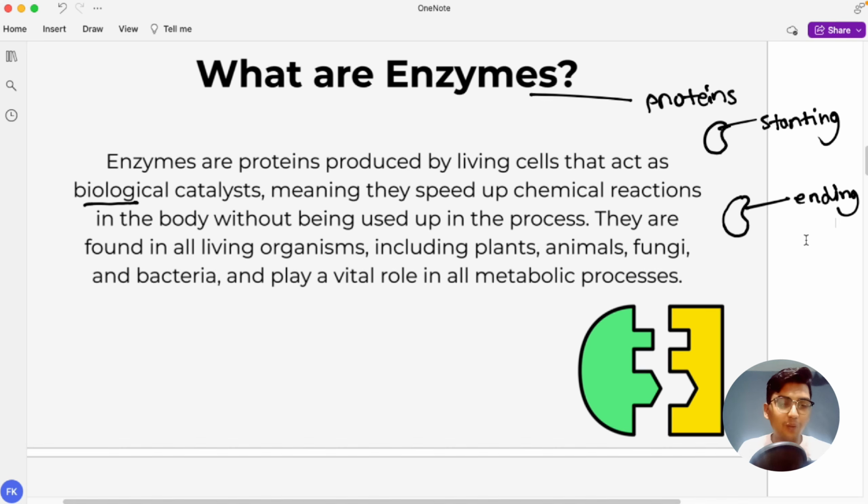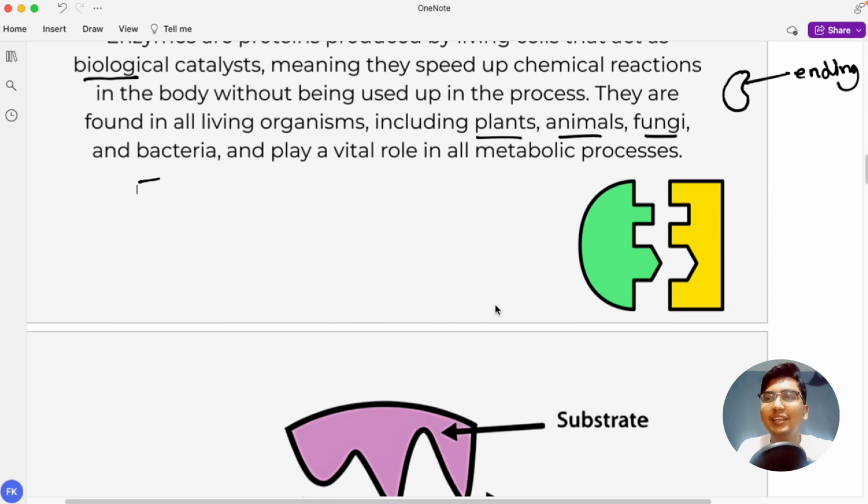In our stomach, we have pepsin and trypsin. We have a lot of enzymes in our own human cells, and we also find enzymes in plants, animals, fungi, and bacteria, and they play a vital role in all metabolic processes. All metabolic processes in our body are carried out by enzymes. So enzymes are fundamentally one of the most important parts of our biological system.